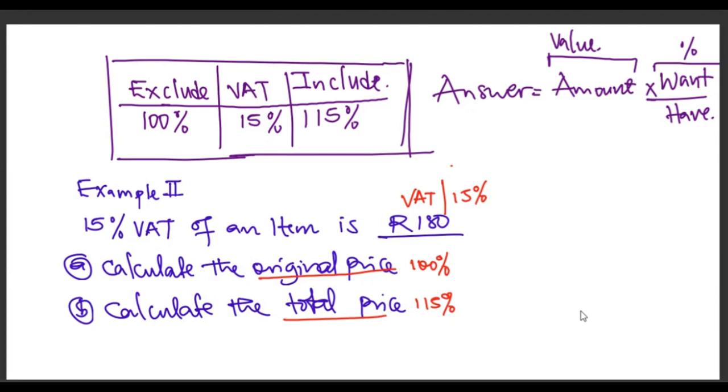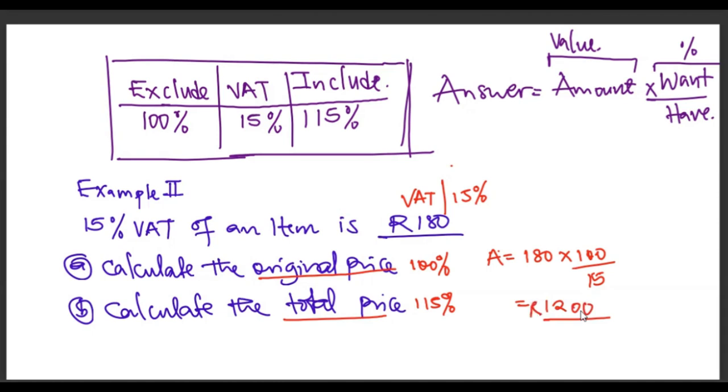So for answer part A, the answer will equal what I have, which is 180, times what I want, which is 100, over what I have as 15. So we substitute. Here the answer is 1,200. This is the original price.